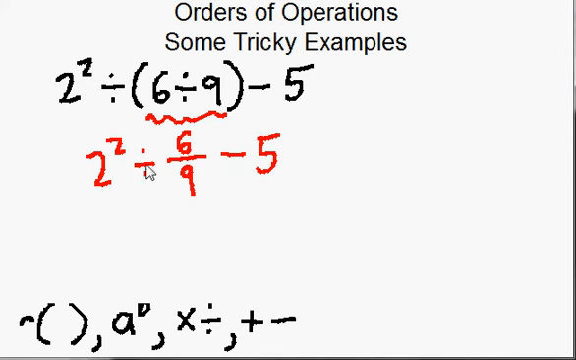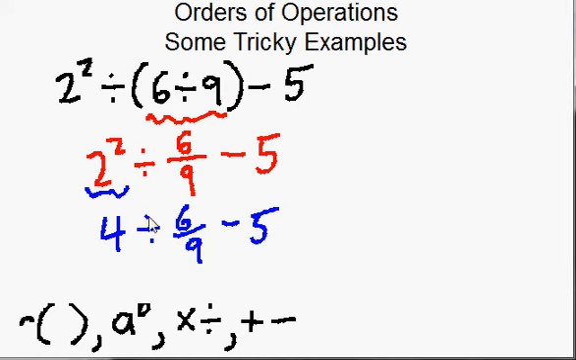Now, the trick here is that, next thing I do, by the way, is the division right here. Do you know how to divide by a fraction? Well, it's just like multiplying by the reciprocal of the fraction. Do you remember that rule? So we'll have 2 squared. Oh, whoops, I forgot. The next thing I should do is take care of this exponent. So let me undo that thing I just did. Okay, what's 2 squared? 2 squared is 4, because 2 times 2 is 4. So we've got 4 divided by 6/9 minus 5.